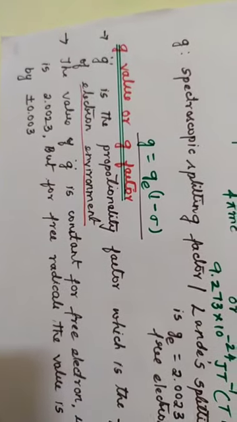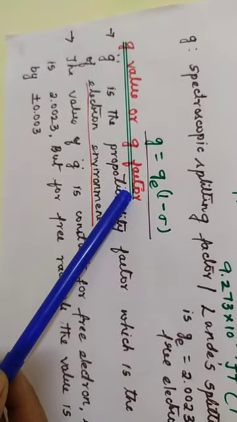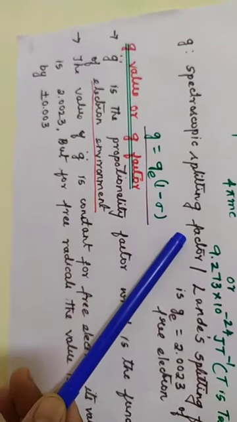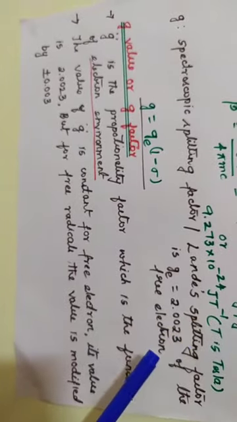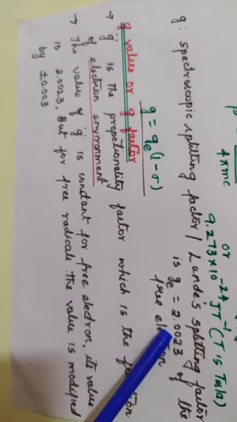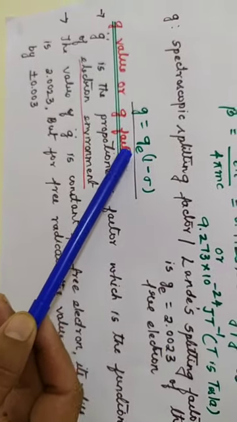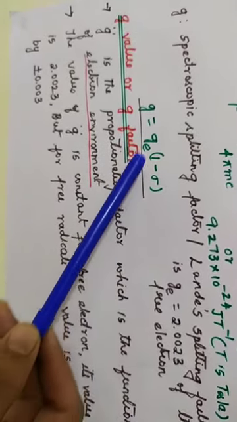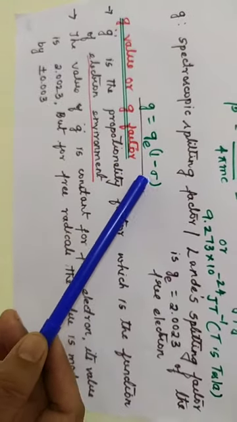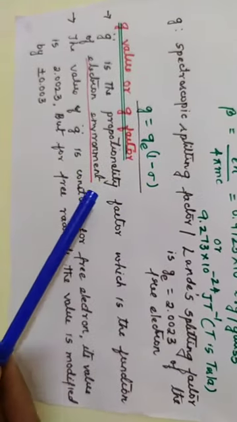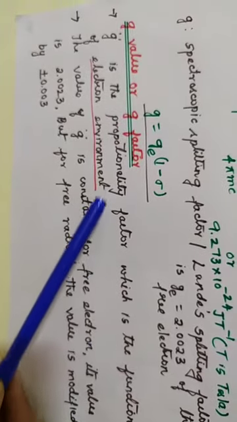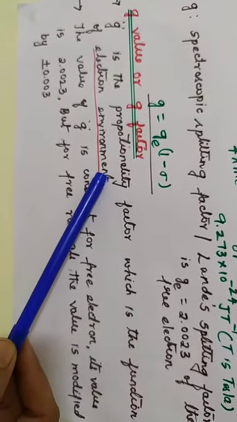Well, students, let us understand about the G value and G factor once again. The G value is also known as the spectroscopic splitting factor or Landé splitting factor. For a free electron, the G value is 2.0023 and g = g_e(1 − σ), where g_e stands for the G value for the free electron and σ is the symmetry factor. So G value is the proportionality factor and this depends on the function of the electron cloud.